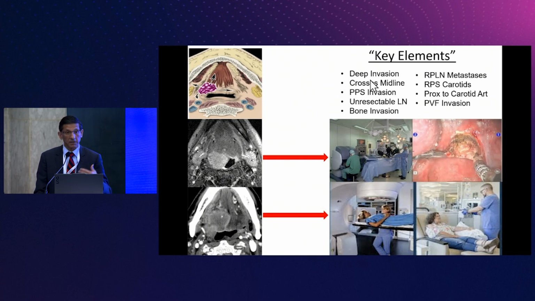I showed an example of deep invasion of a tongue-based cancer that extended into the floor of the mouth. Does it cross the midline? Is there involvement of the parapharyngeal space? Are there unresectable lymph nodes? Is there any bone invasion? Are there retropharyngeal lymph node metastases, retropharyngeal carotids, proximity to the carotid artery, and prevertebral space invasion? So if you want to take a picture of this.